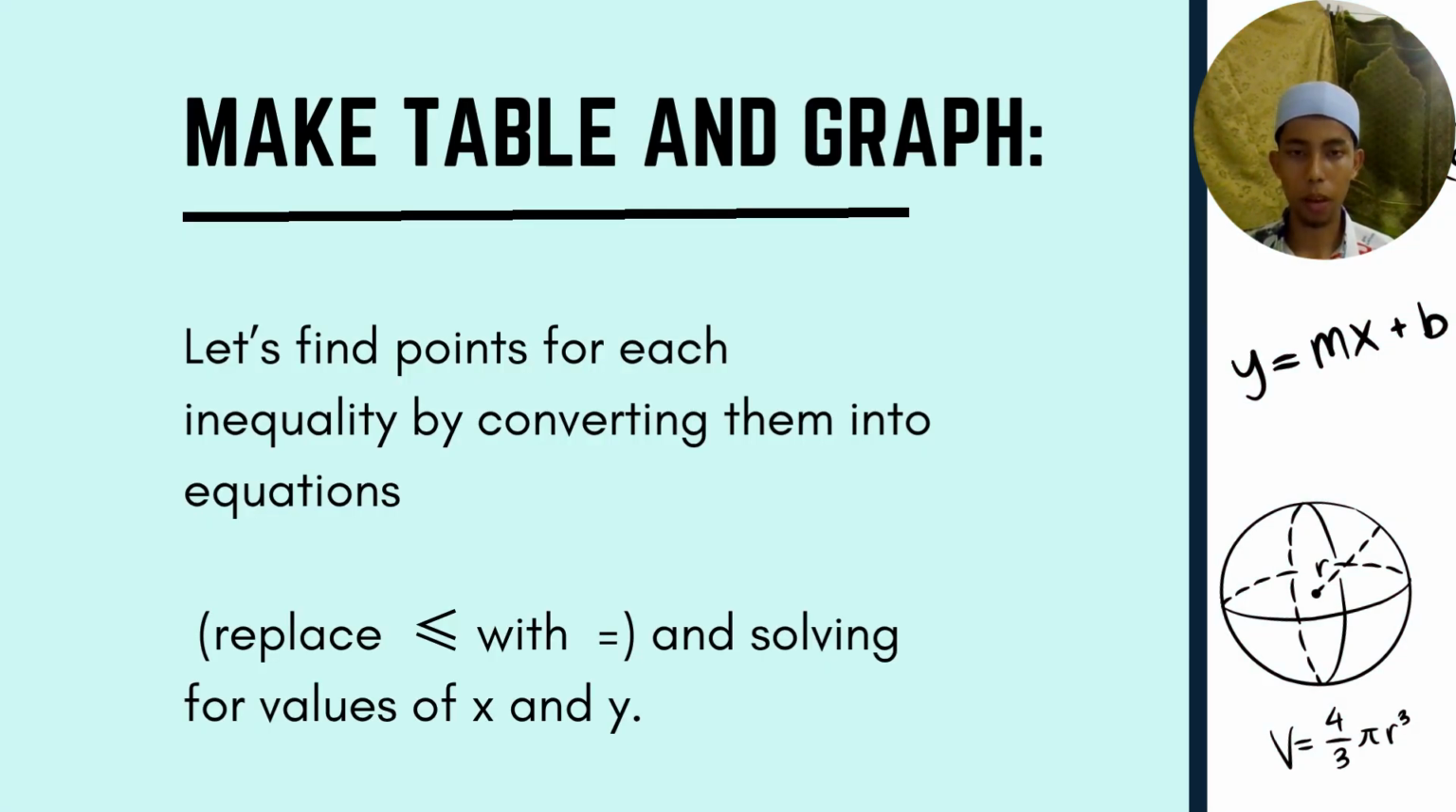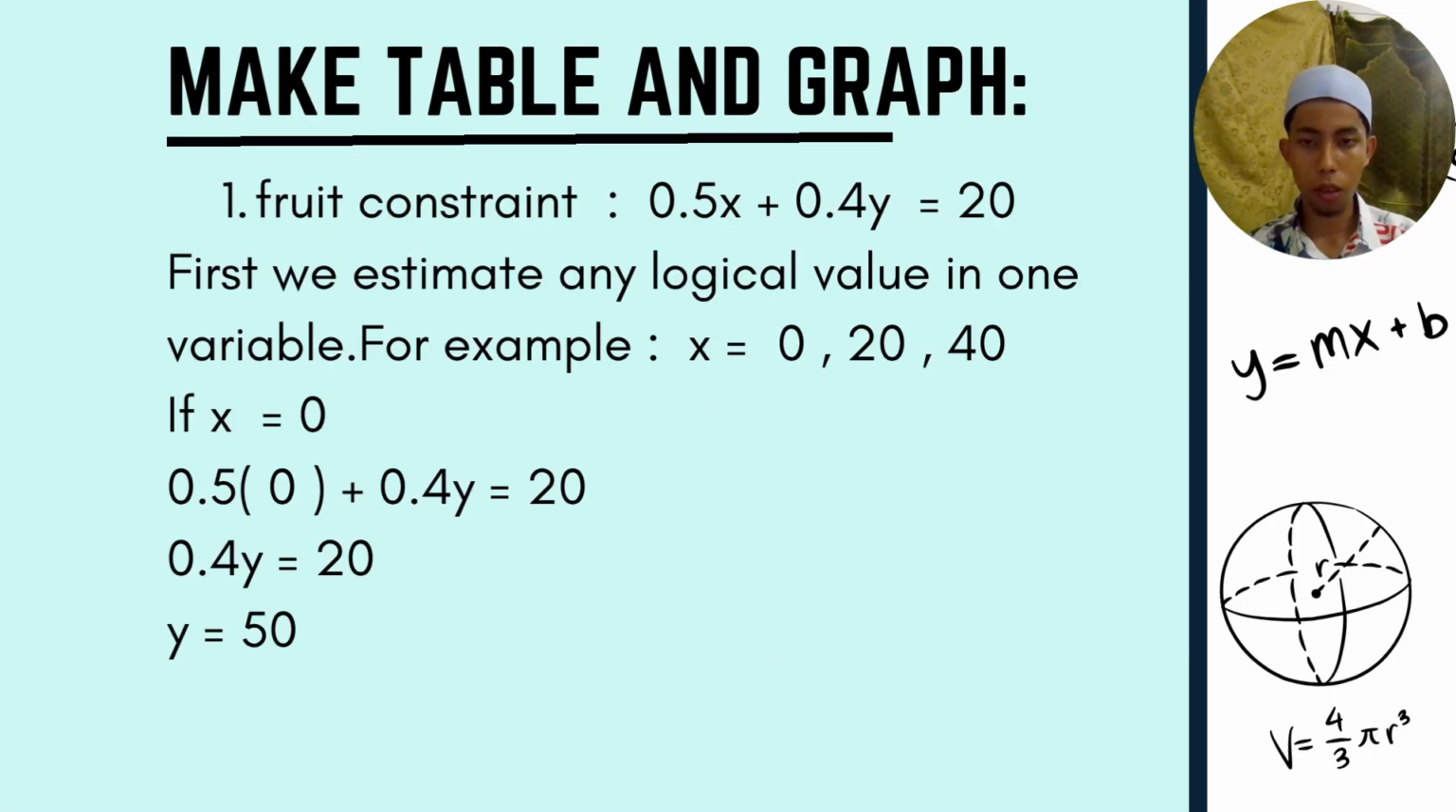Next, we need to make a table. Find points for each inequality by converting them into equations. First is the fruit constraint. We can estimate any logical value for one variable to find the value of y, for example, x equal to 0 or 20 or 40.